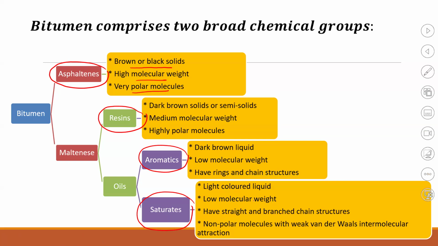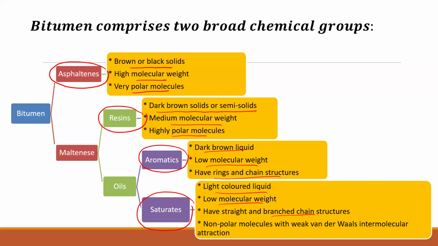These are from your lecture notes. The resins are dark brown solids or semi-solids. They have medium molecular weight and are highly polar molecules. Aromatics are dark brown liquids. They have low molecular weight and have a ring or chain structure. Saturates are light colored liquids with low molecular weight and a straight or branched chain structure. They are nonpolar and have weak van der Waals attractions.